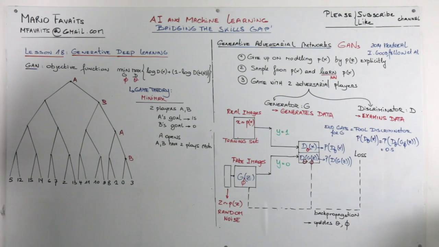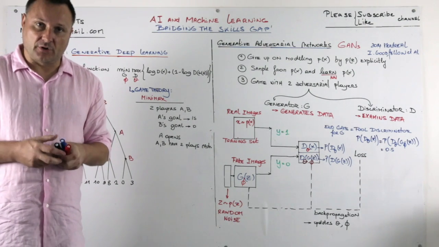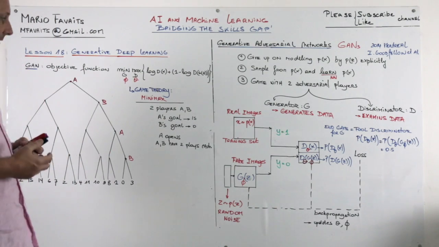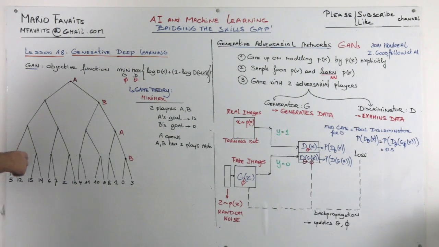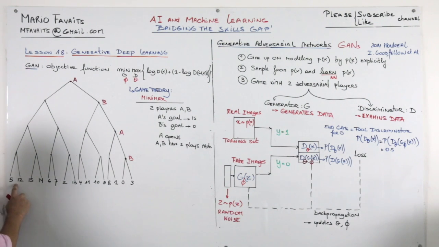Now you can prove that every Minimax game has a solution. Solution means that you will converge to a certain number or certain outcomes. And this type of equilibrium, we call it a Nash Equilibrium in game theory. So let us take this tree here, and let's take a look here.